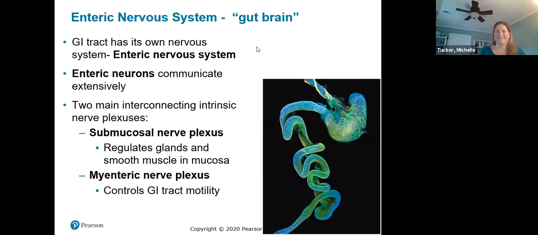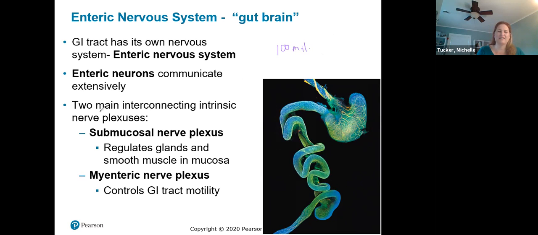Moving on to the nervous system. The GI tract has its own nervous system. This is called the enteric nervous system. The enteric nervous system has about 100 million neurons. So that's more than the spinal cord, but much less than the 86 billion neurons of your brain. Okay, so 100 million is good, 86 billion is a lot.